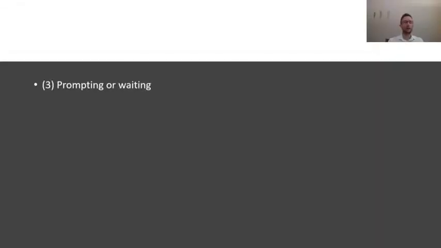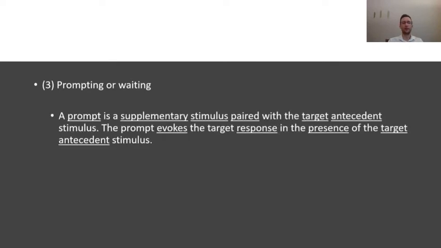So number 3 is prompting or waiting. Number 1 was the orienting response. Number 2 was the antecedent stimulus presentation to start the trial. Number 3 is prompting or waiting. Now a prompt is a supplementary stimulus paired with the target antecedent stimulus. The prompt evokes the target response in the presence of the target antecedent stimulus.